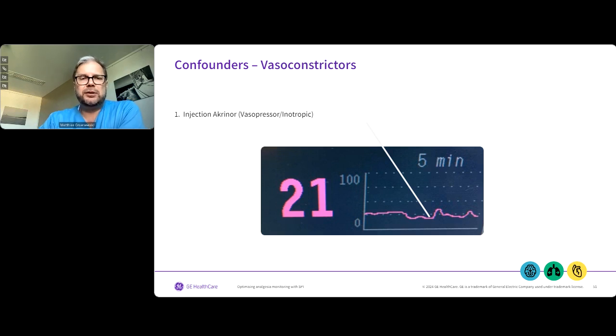Here we have the injection of a vasopressor inotropic drug being used in Germany. It's called Akrinor, and you have an increase, and you also see that the signal equalizes very fast. I think that is one of the advantages of the Surgical Pleth Index. The signal stability is quite good to use. I've had research in other variables where I saw much more variability in the signal, making it much harder to use as a clinical guide.